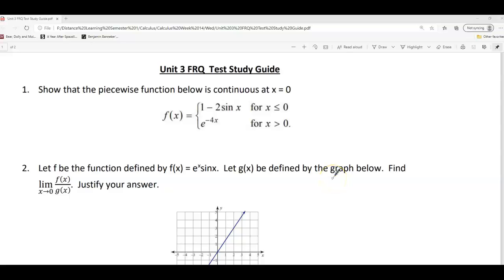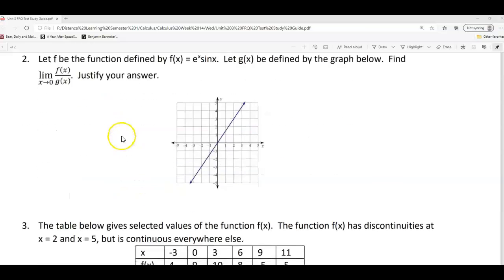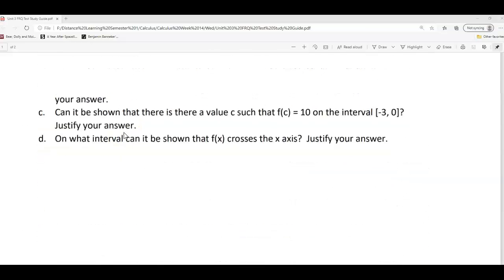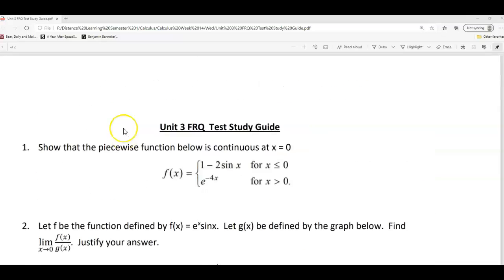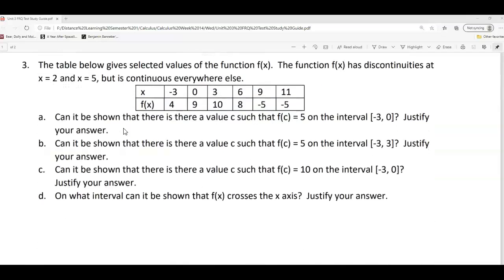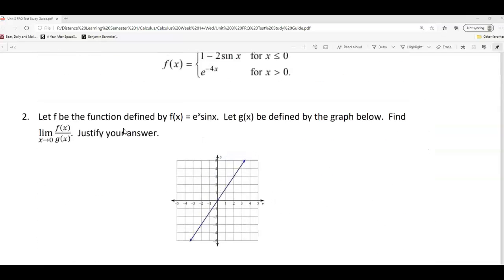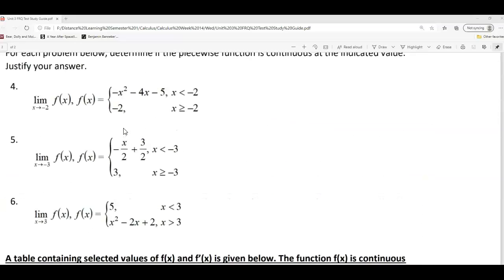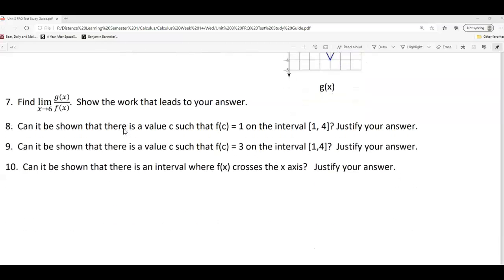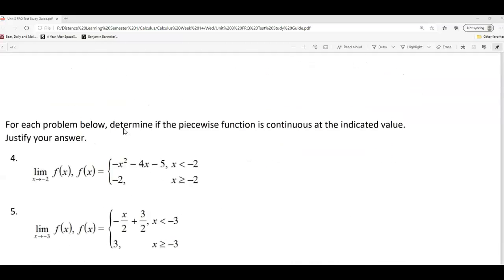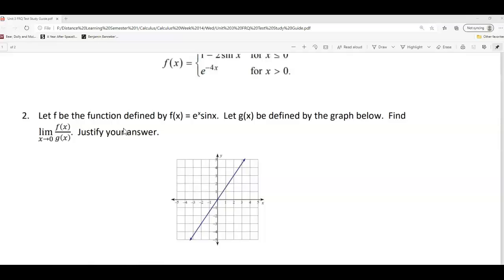Alright guys, so I'm going to go through your Unit 3 FRQ test study guide here. Let's go ahead and get started. Just so you guys know, I was intending to go over numbers 1 through 3, and then my hope is that you guys would handle the rest of it on your own. Now I will go over the entire worksheet here.